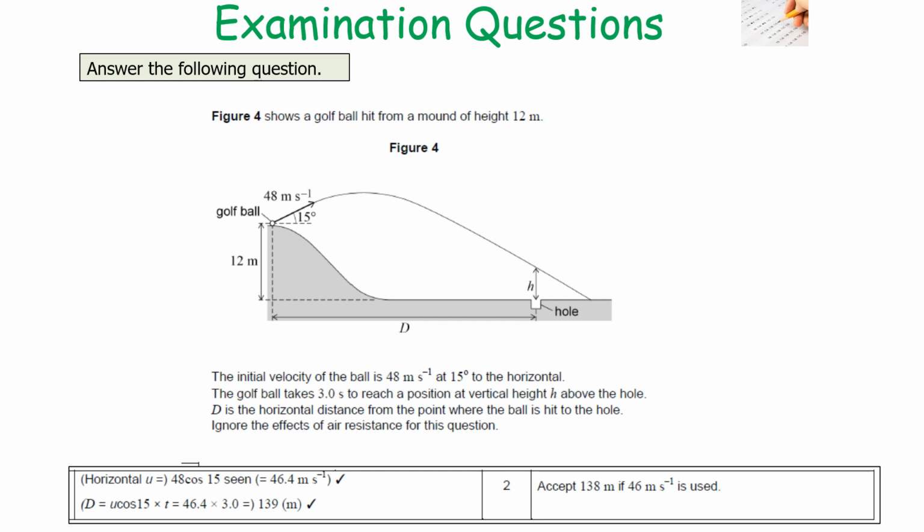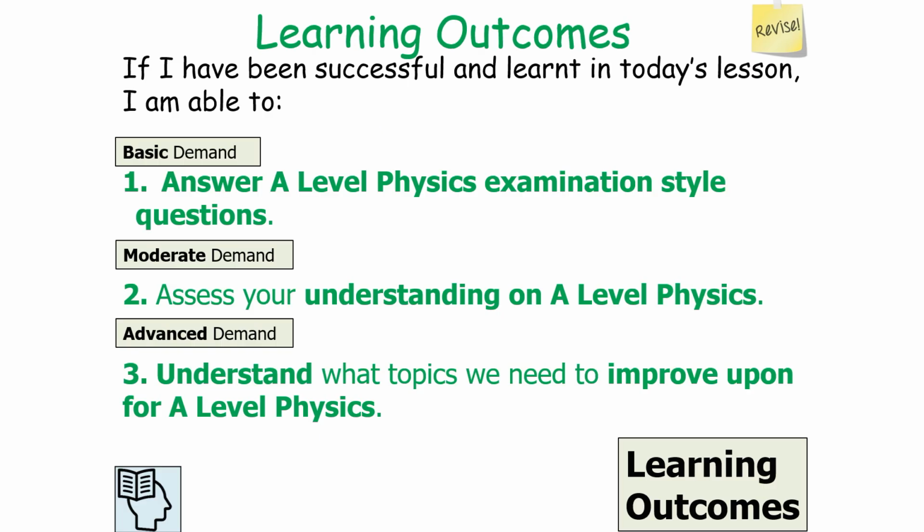So the horizontal distance is the horizontal velocity times the time, because we've got inertia. So it's going to be 46.4 times 3, which is 139 meters. The last thing you should always do in these questions is check your answer to see if it sounds right. A golf ball traveling 140 meters sounds like it would be appropriate, so it's most likely to be right.